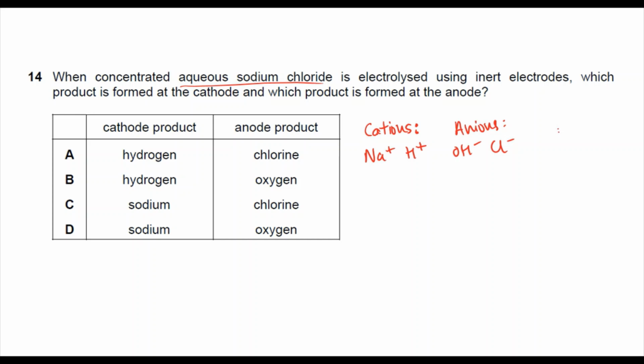So at the cathode you get the cation, and at the anode you get the anion. How does that make sense? The cathode is negatively charged. I hope you know that. Cations are attracted to that. The anode is positively charged, so the anions being negative are attracted to that, because unlike charges attract.